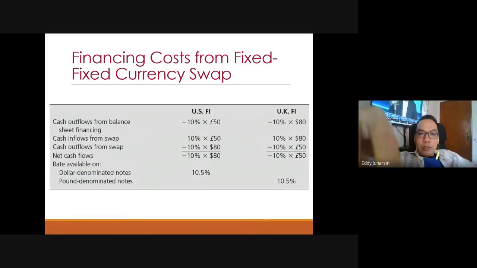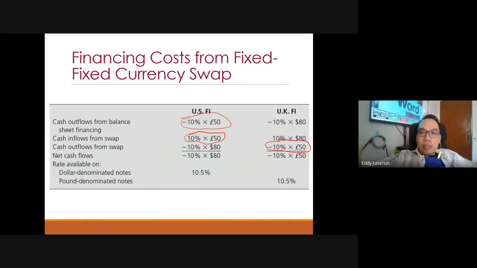You can imagine, if we do it again, the flow analysis here. At first, the US bank has to pay its fixed rate payment in pound, but they swap with the UK financial institution here. So this will be paid by the UK bank. So the US bank will get the payment from the UK bank.